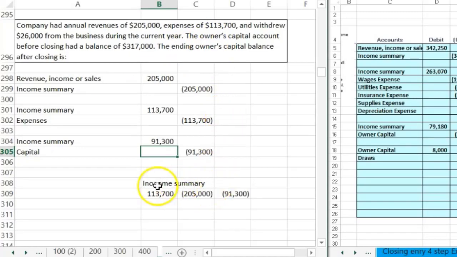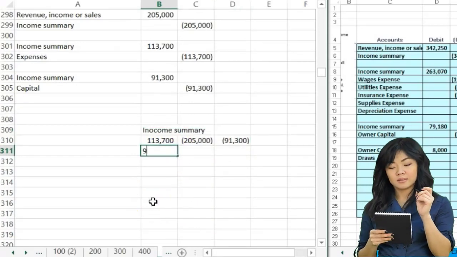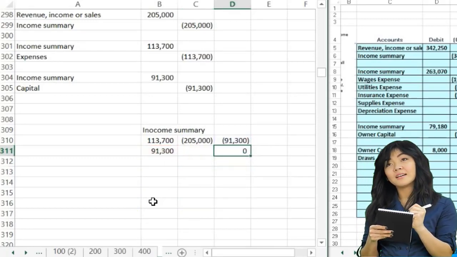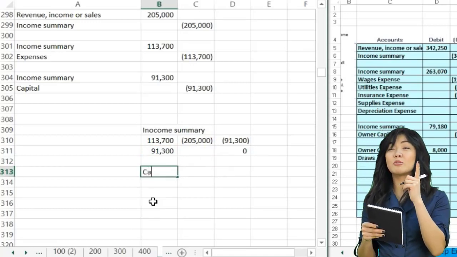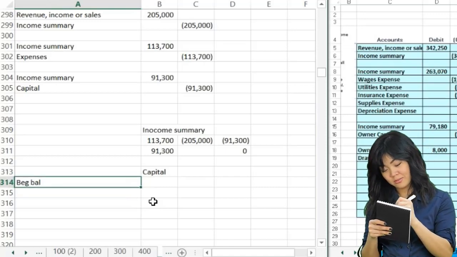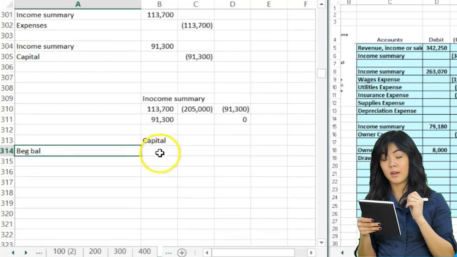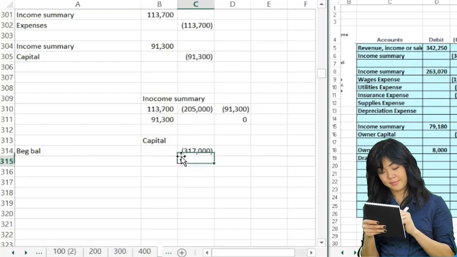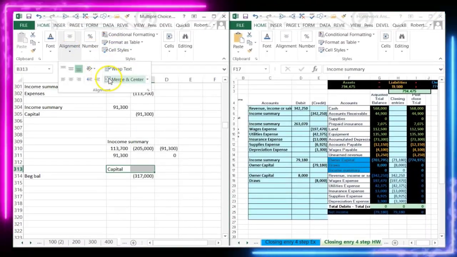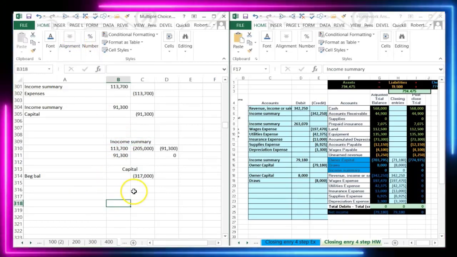So if we think about those two, what actually happened? Here's our T account for the income summary. What we did now is we debited 91.3, and that makes the balance go from 91.3 down to zero. We close that out. If we think about the capital account T account, we have a beginning balance that they gave us here. The beginning balance of the owner's capital account before is 317, and it's a credit. So I'm going to put a 317 credit balance here. That's our capital, and so we have a credit balance in it.